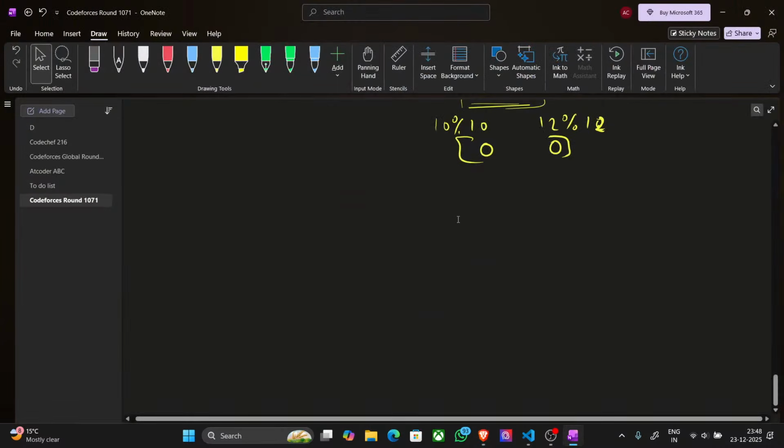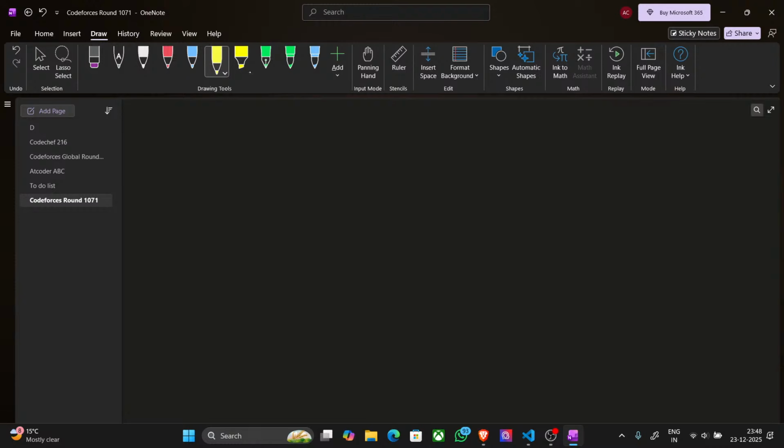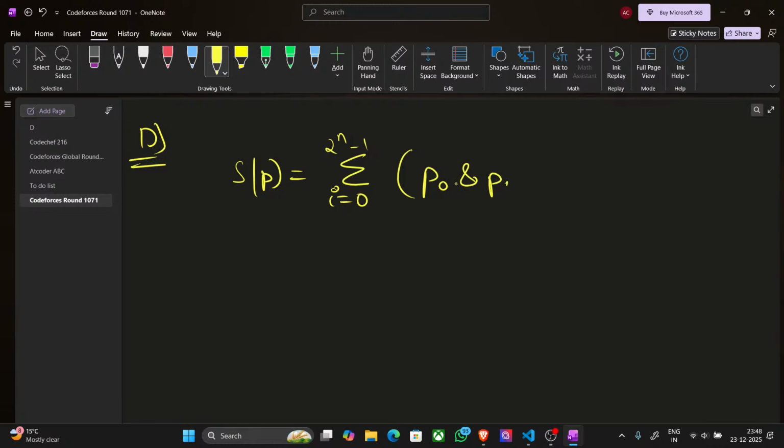So first write what the problem statement says so that you can understand what you are doing. Any SP is defined as the summation of i equals 0 to 2 raised to power n minus 1 of pop count of p0 and p1 and p2 up to pi. Now, if I open this summation, what will it look like?